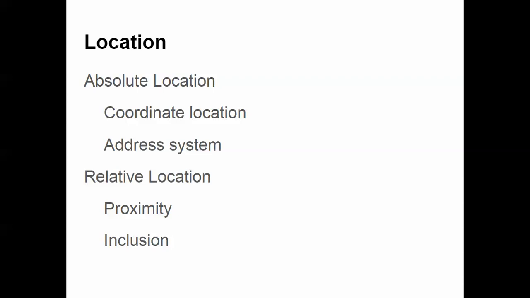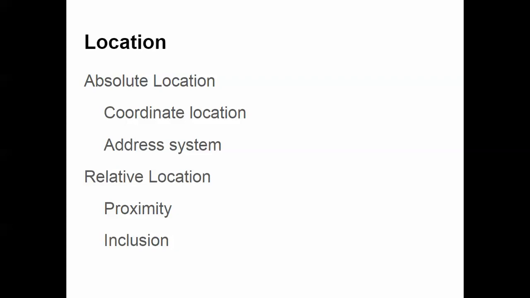The other way of understanding things in terms of location is relative location. And that's, in fact, what you probably use most of the time. Relative locations generally include either proximity or what we really call inclusion. So, for example, a relative location is that your apartment is 2 miles from campus. And you're trying to tell somebody how far it is relative to something else. That's how relative location works.